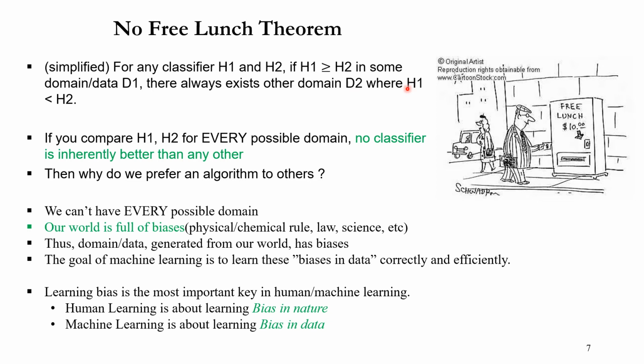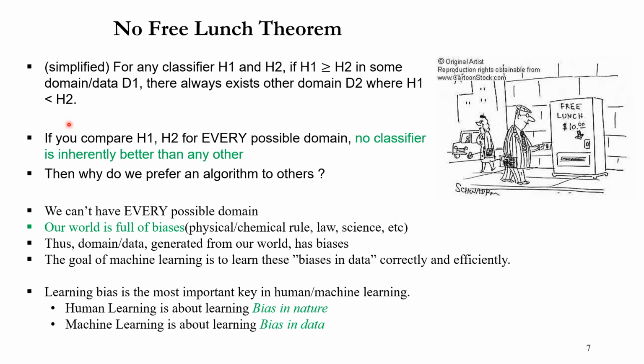So it goes like this. For classifiers H1 and H2, H1 is better than H2 on some data D1. But for other data D2, H2 is actually better than H1. And there always exists such data D2. That is the no free lunch theorem.